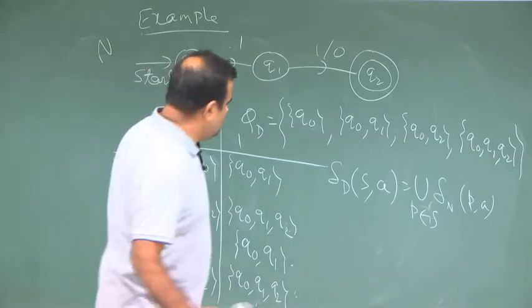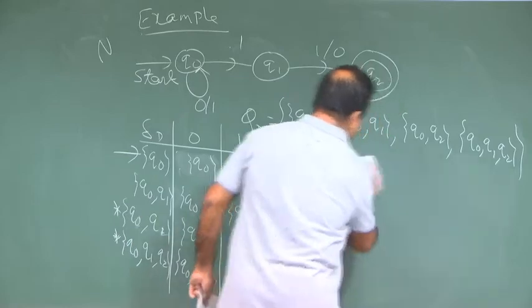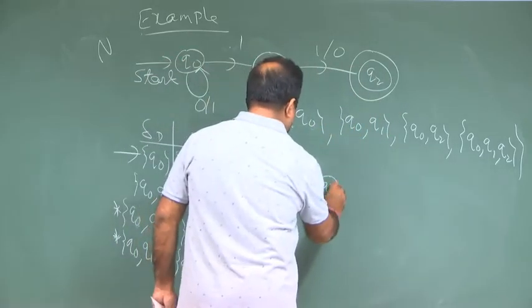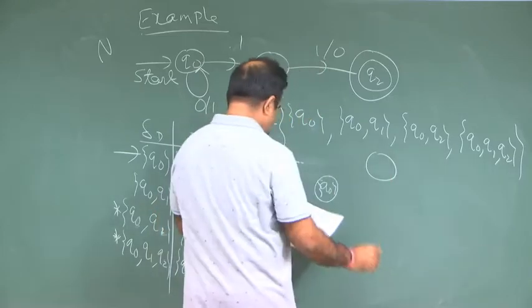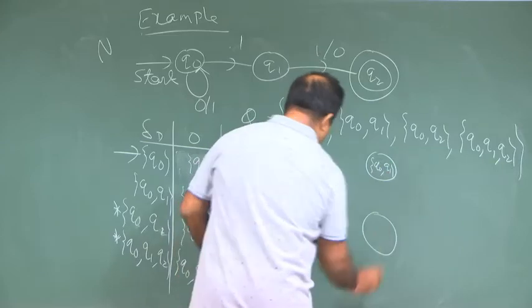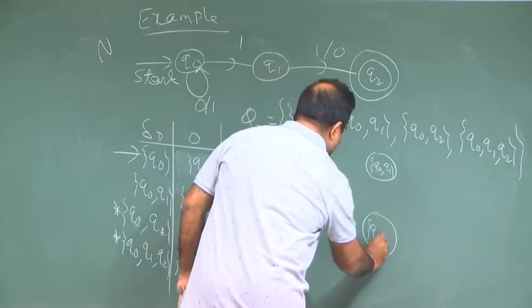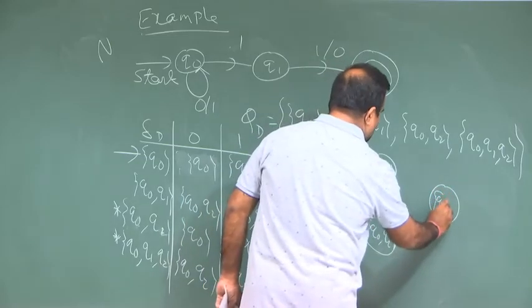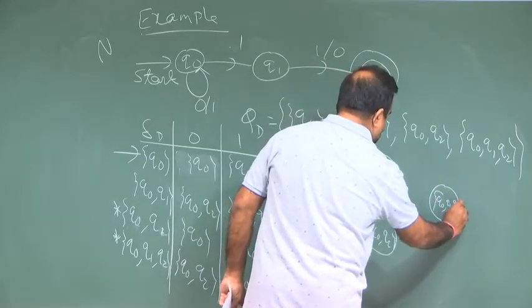Now, if you draw the picture, it will be like this. So, this is q0, we have q0 q1, then we have q0 q2, and we have q0 q1 q2.